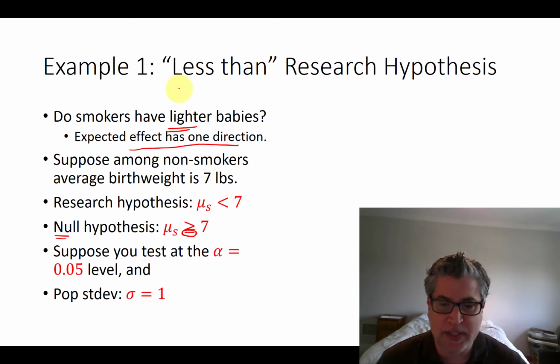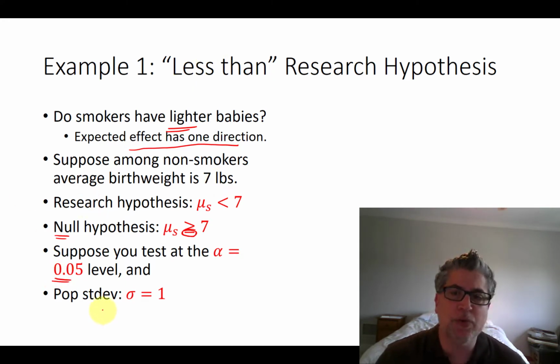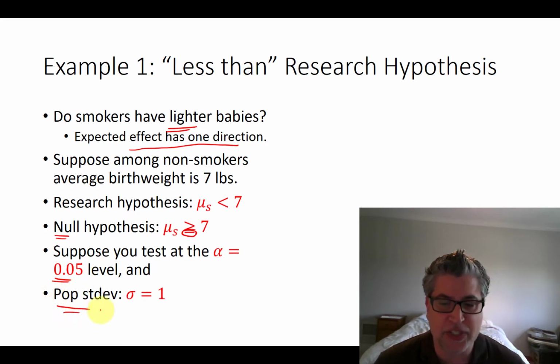So let's suppose we want to run this test. We're going to conduct it at the 5% level. And let's presume, just for the sake of this example, that we know that the population standard deviation, sigma, is equal to 1.